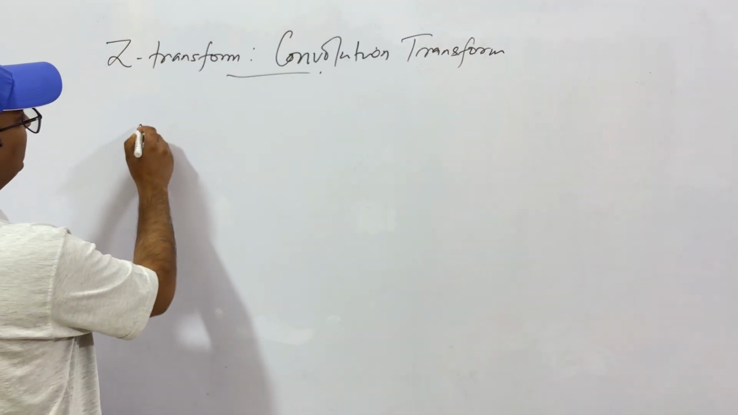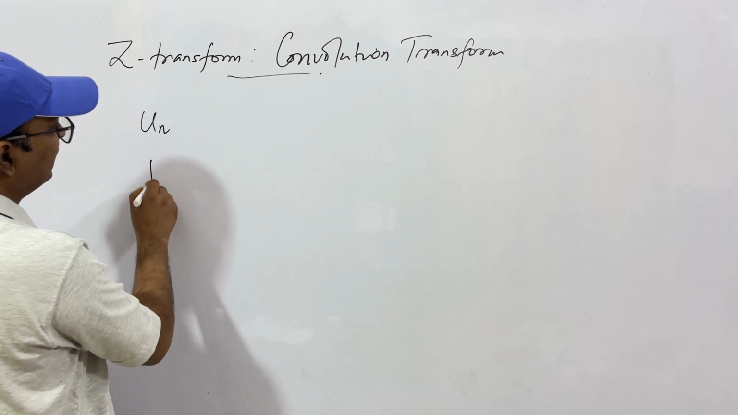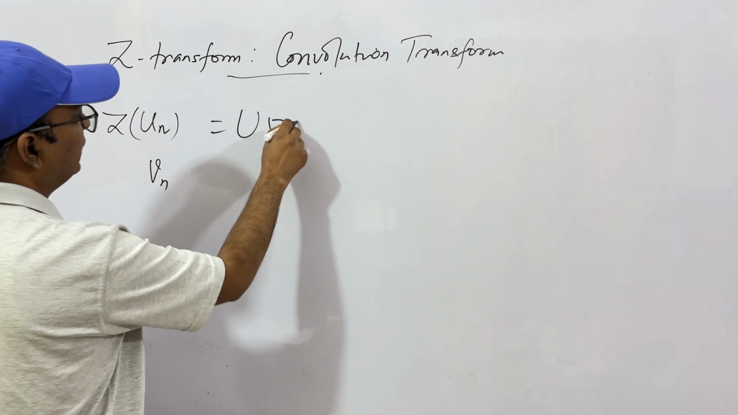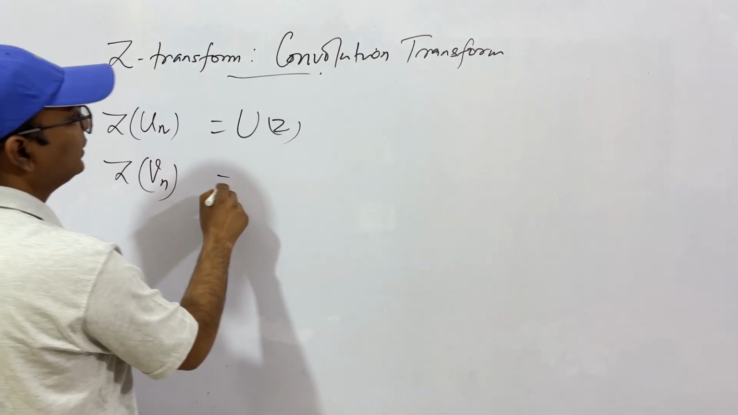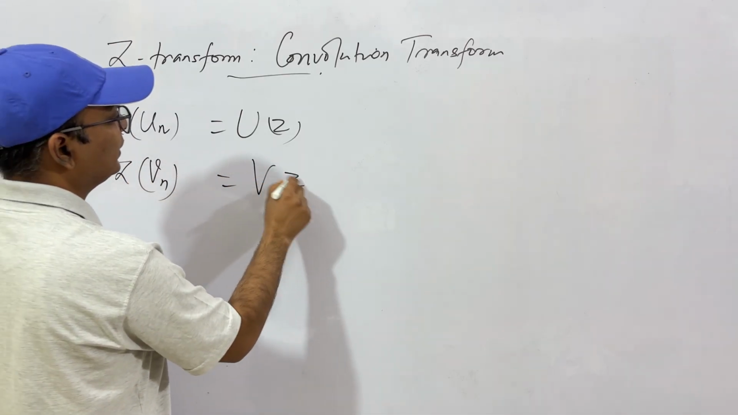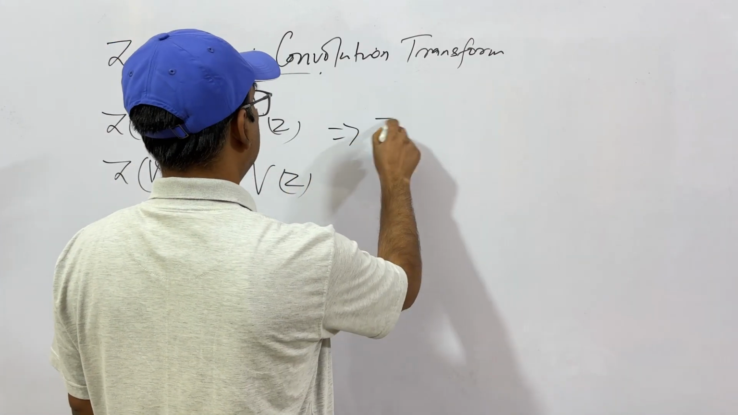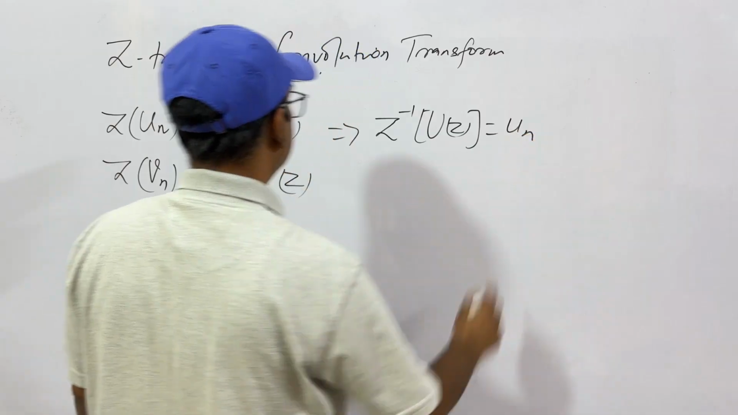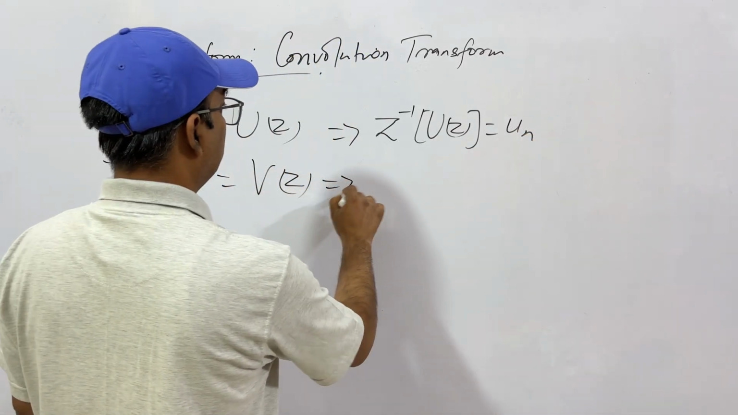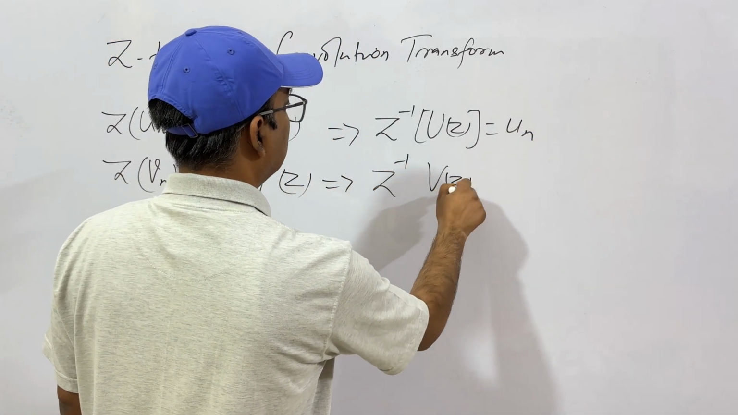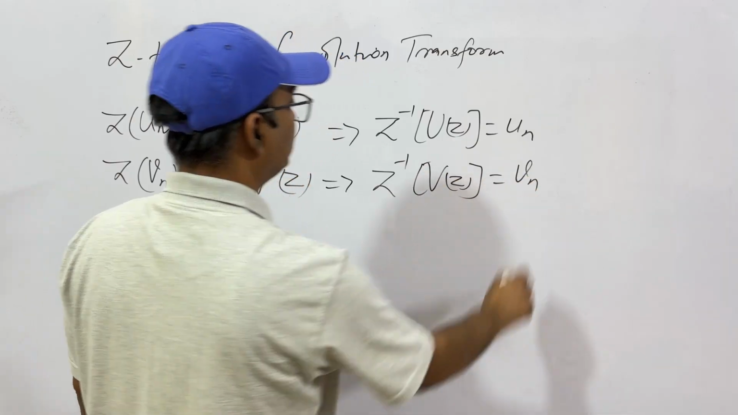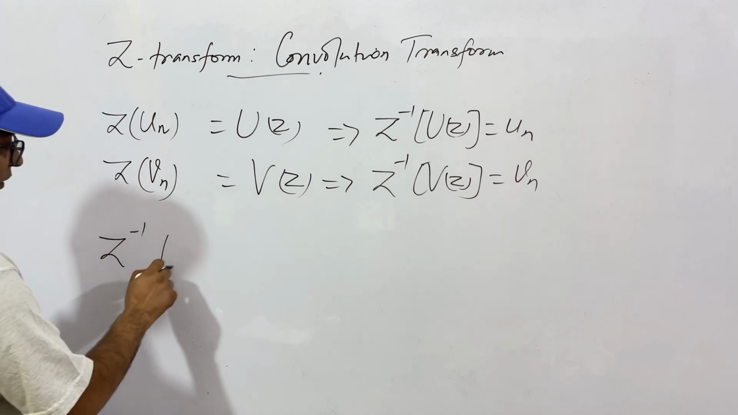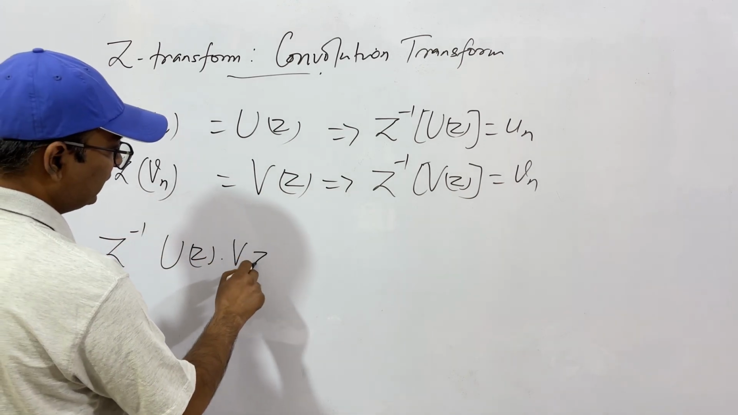Convolution theorem. Let's say we have two functions u(n) and v(n). The Z transform of u(n) is U(z) and the Z transform of v(n) is V(z). That is to say, Z inverse of U(z) is u(n). Clear? And Z inverse of V(z) is v(n).